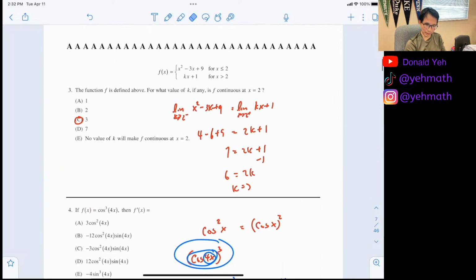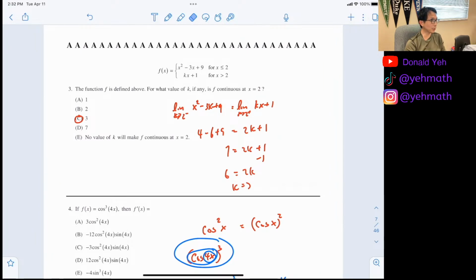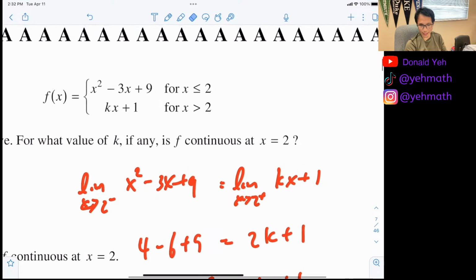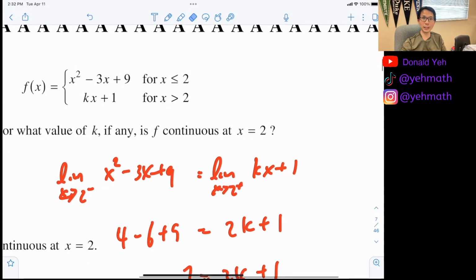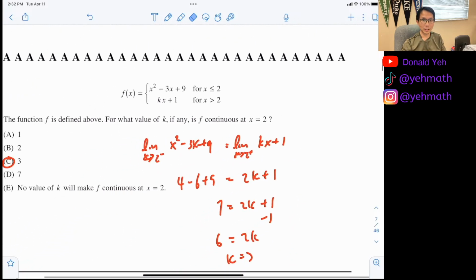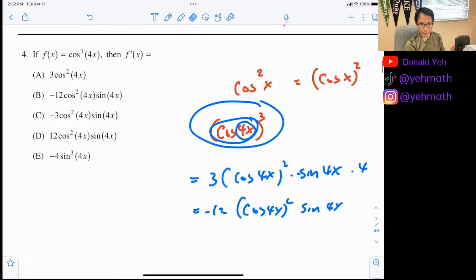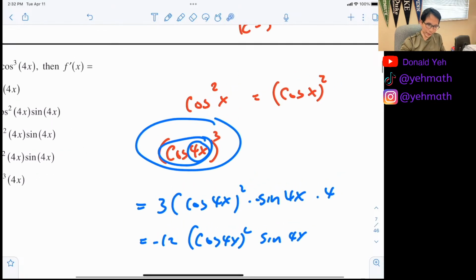Okay, so this is the next question. Now this question is very crucial for a lot of you guys, that you just plug in the 2, but it's more than that. In FRQ, if this question ever shows up, you have to write down the limit as x approaches 2 from the left equals the limit as x approaches 2 from the right. If you don't write that in FRQ, you're not going to get a point. If you just plug in, nobody knows what you did. So that's question 3.